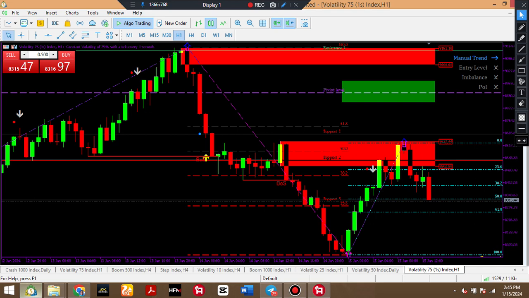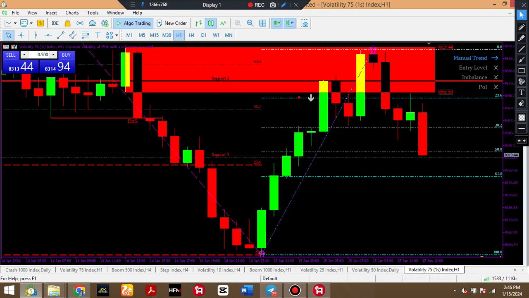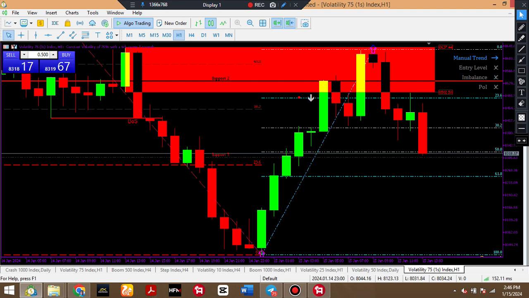This is the Volatility 75 index. Now when you look at the chart, you will notice that this software highlighted areas of interest. You can see there are different lines in my chart, because this is a combination of different software to form a particular system. What this system does is that it highlights areas of interest where price is expected to react.